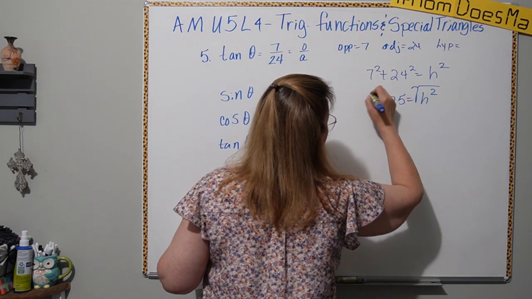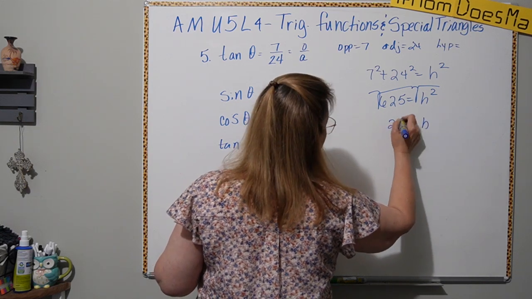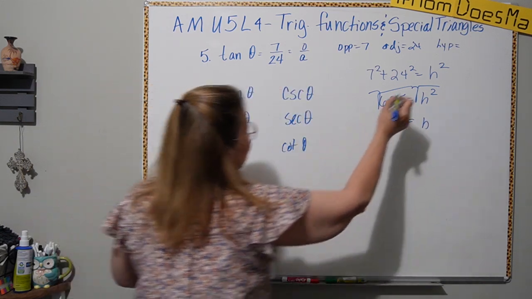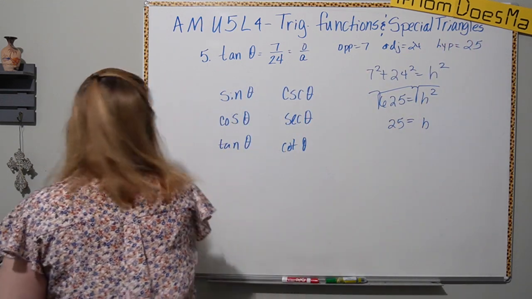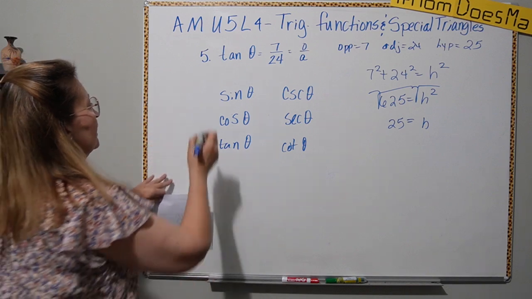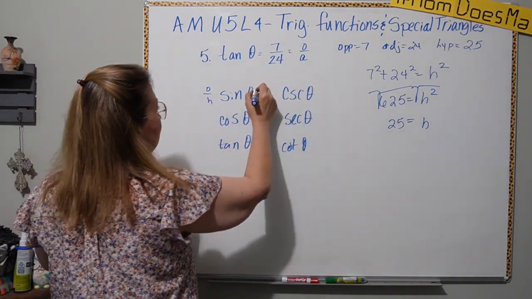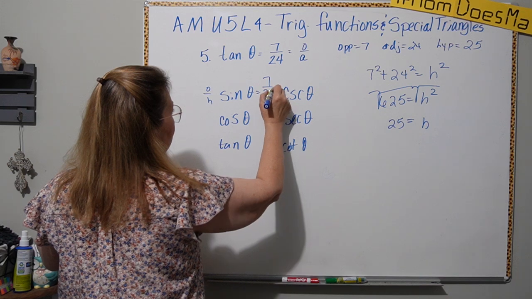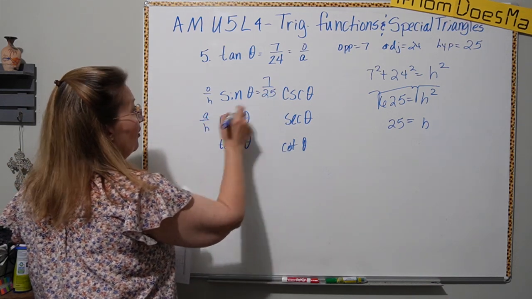And then when you take the square root of each side, h is equal to 25. So now you have all the information you need to fill into your functions over here. Sine is opposite over hypotenuse. So if you take 7 over 25. And cosine is adjacent over hypotenuse.